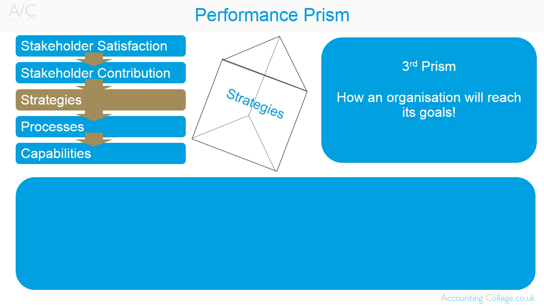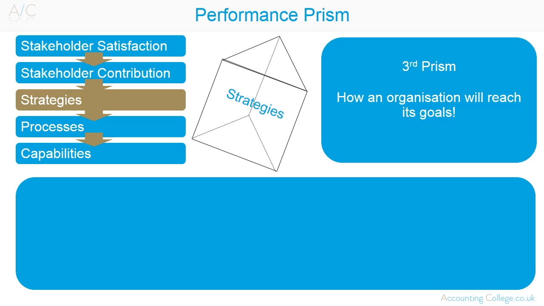Strategies. The third facet of the Performance Prism is strategies. This should not be confused with the organization's goals. Strategies are how an organization will reach its goals and not the goals themselves. Goals should be set using the first two facets of the prism. Strategies should now be used to ensure the organization is meeting the wants and needs of the stakeholders while ensuring the organization's needs are being met also.